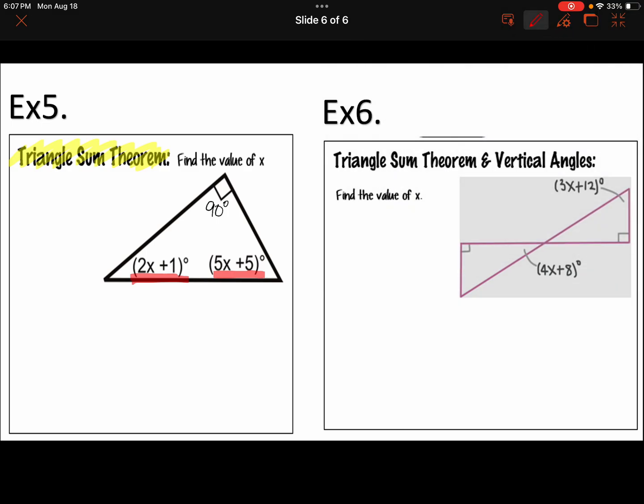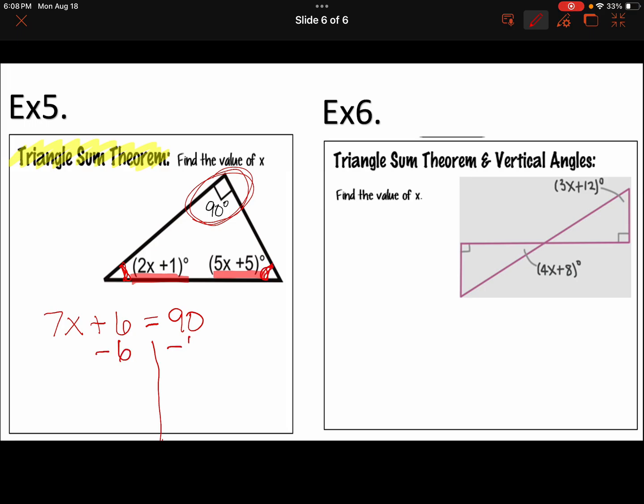So when I write my equation, I'm just going to combine my like terms. So 7x plus 6 equals 90. The other option would be to do 7x plus 6 plus 90 equals 180. But again, I already know that there's nothing that can change with this top angle. It's already 90, and that means I know that these two angles have to make up the other 90. So I'm just going to stick with that.